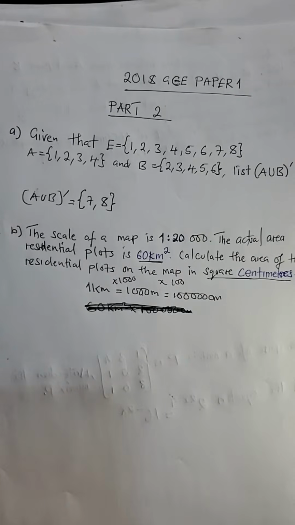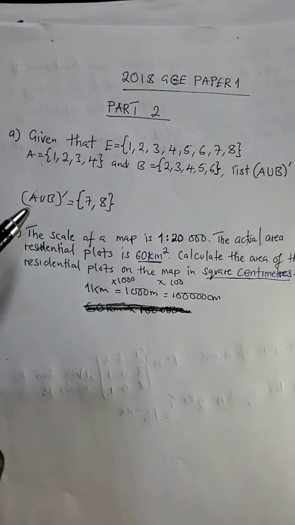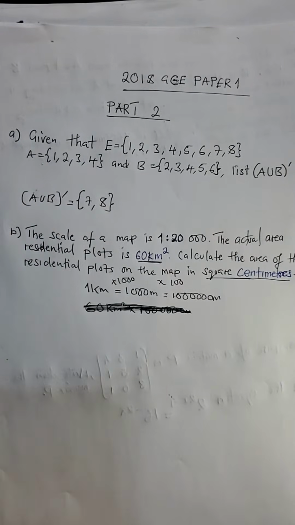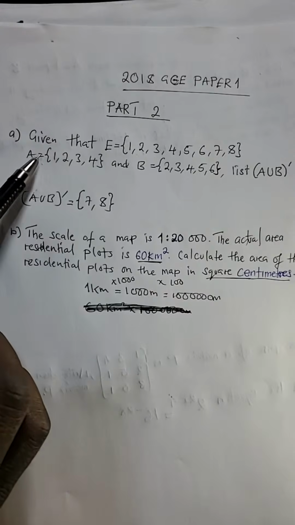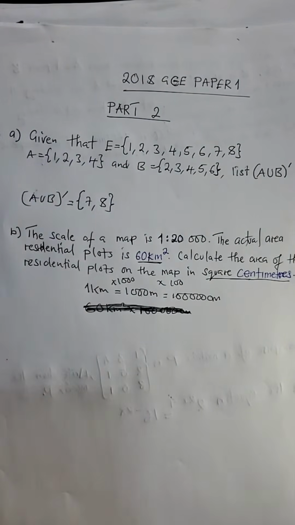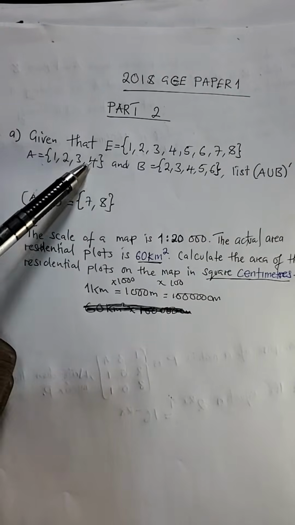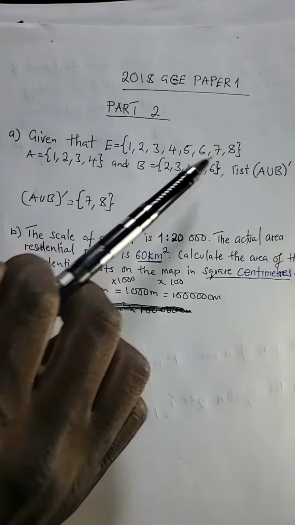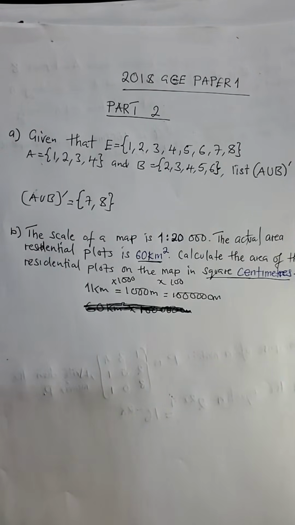For the sake of those who don't understand what we did here, the first question, this is A union B complement. We are given this set here. So what you need to do is combine set A and set B, then remove it completely. That's what complement means, excluding. So when we combine set A and B, we're going to have 1, 2, 3, 4, 5, 6. So when you remove them from the universal set, we're going to remain with 7 and 8, and that is the answer.